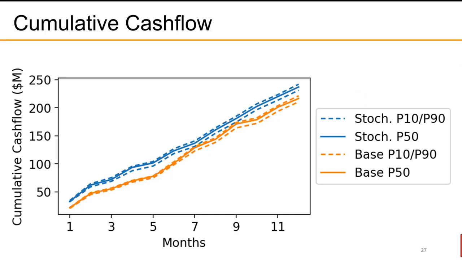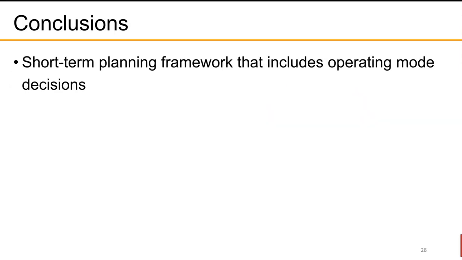We see pretty similar trends when we look at cash flow over the 12 months. The stochastic case that can see this full range of uncertainty was able to take advantage and produce a schedule that yields more gold and makes more money over the 12 months. So that's a nice result.